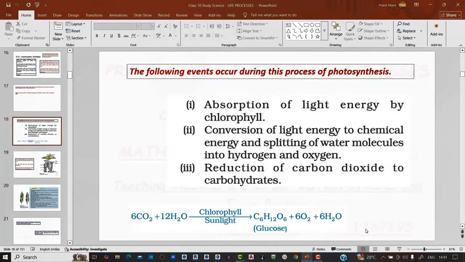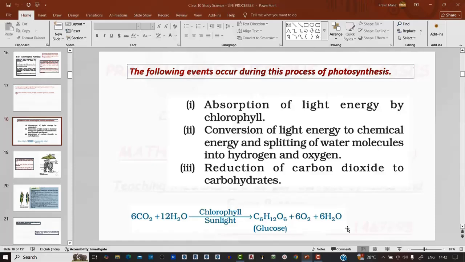Now we will study the photosynthesis reaction. Here the chemical reaction is written: 6 molecules of CO2 plus 12 molecules of H2O react with each other in the presence of chlorophyll and sunlight. It is converted into glucose, C6H12O6, plus oxygen, and water is released.